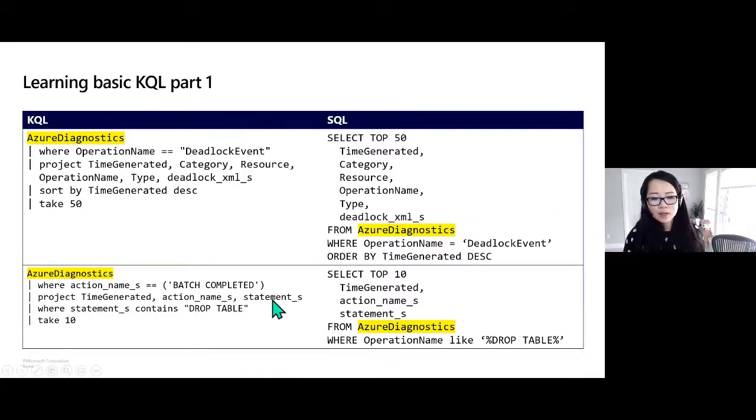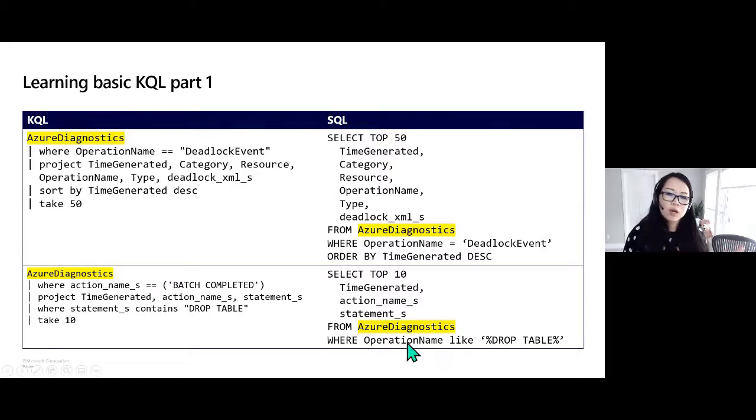The next one I showed you earlier is very straightforward: using the Azure Diagnostics table again, filtering to batch completed, and then looking at the statements that have drop table. This is the equivalent in SQL: top 10 star, show the columns from Azure Diagnostics, and then operation name like drop table. So in KQL, the string operation contains matches with like in SQL.